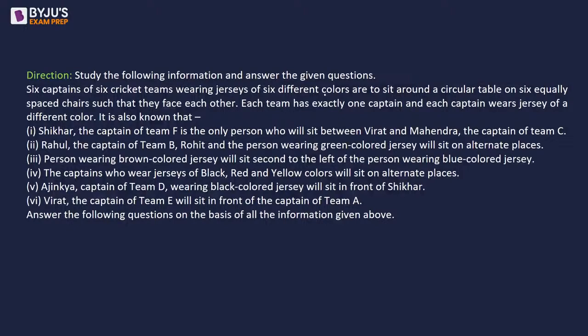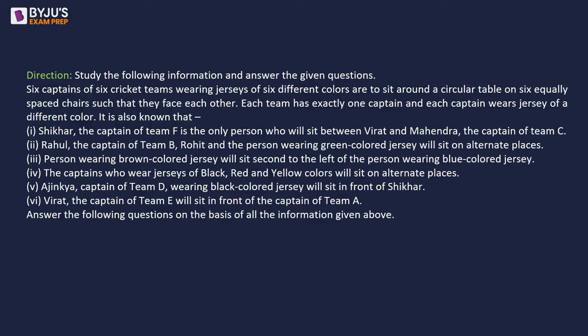Okay, next set. Study the following information and answer the given questions. 6 captains of 6 cricket teams wearing jerseys of 6 different colors are to sit around a circular table on 6 equally spaced chairs such that they face each other. Each team has exactly 1 captain and each captain wears a jersey of a different color. It is also known that Shikhar this, and answer the following questions on the basis of all the information given above. Okay, so let's look at the question. The colors of jerseys of how many captains cannot be determined? So most likely we won't be able to figure out each and everything from the given set, right?